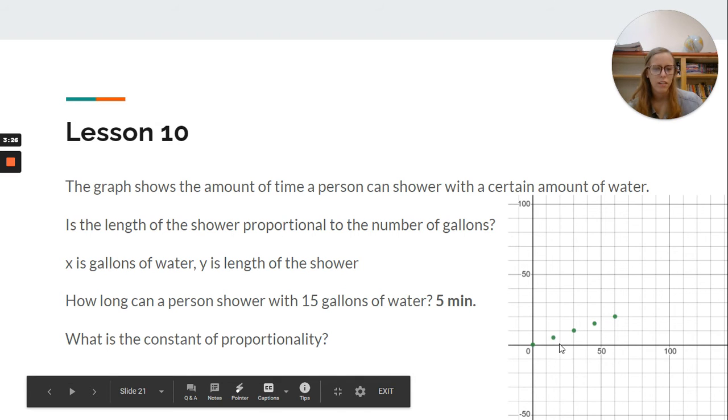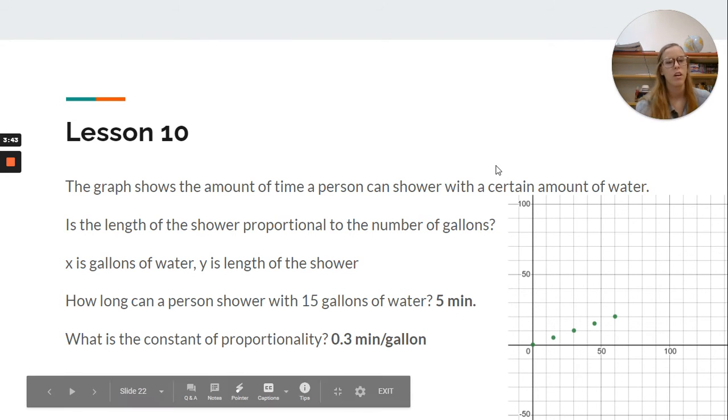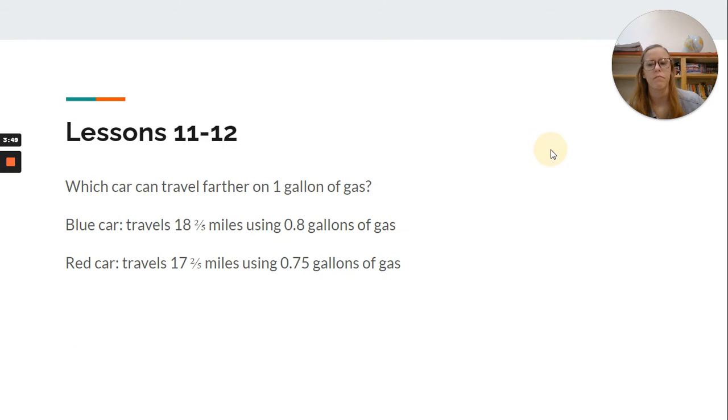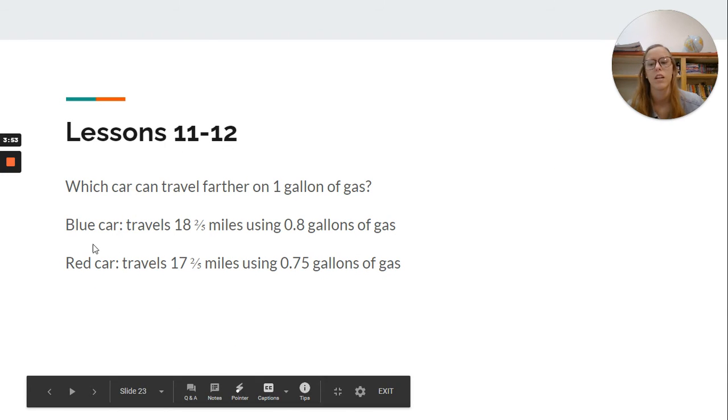Well, we have 10, 20, 30, 40, 50. So this is going to be 15 gallons of water. And here we have 5 minutes. And then the constant is going to be 0.3 minutes per gallon, or like 15 seconds, I think that is, or just over 15.